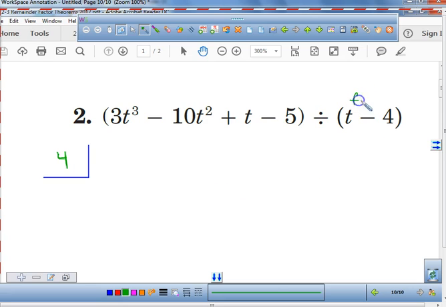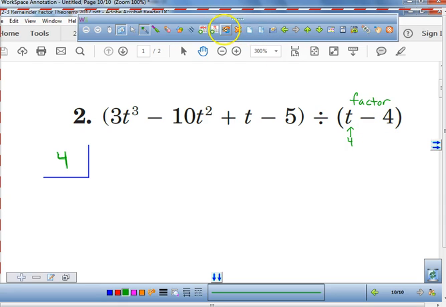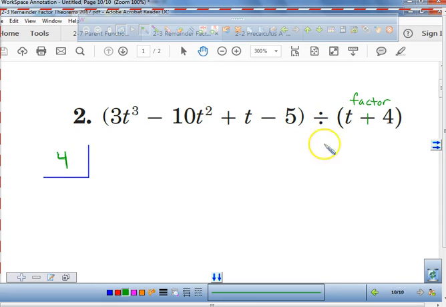Well, this right here, everybody, t minus 4 is a factor. The number 4 would be considered a root. Because what does 4 minus 4 get me? 4 minus 4 gets me 0. So we're going to test to see if this number goes into it. Basically, some students just say, if you see a t minus 4, you know you need to put a positive 4. If you see a t plus 4, then you put a negative 4.